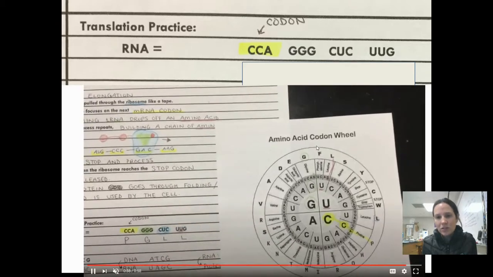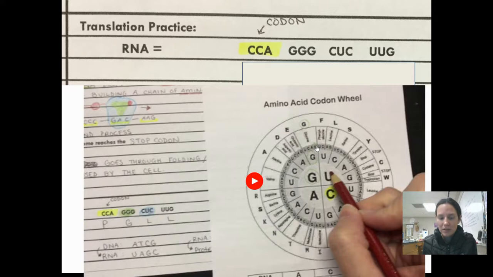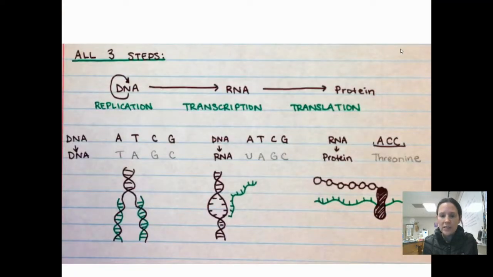So there's lots of different instructions, and sometimes they repeat themselves and create the same product. Okay? So our final answer here, proline, glycine, leucine, and leucine were the 4 amino acids that these codons told us to create. So all 3 steps in order.